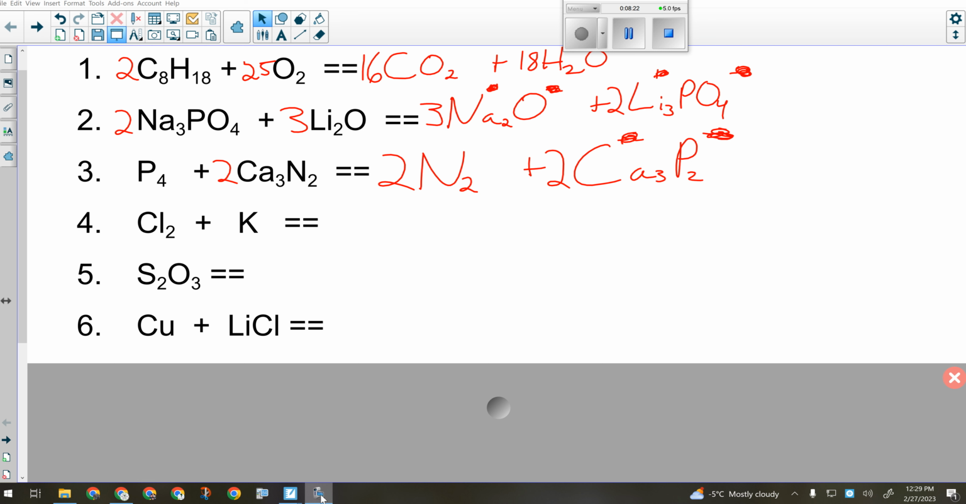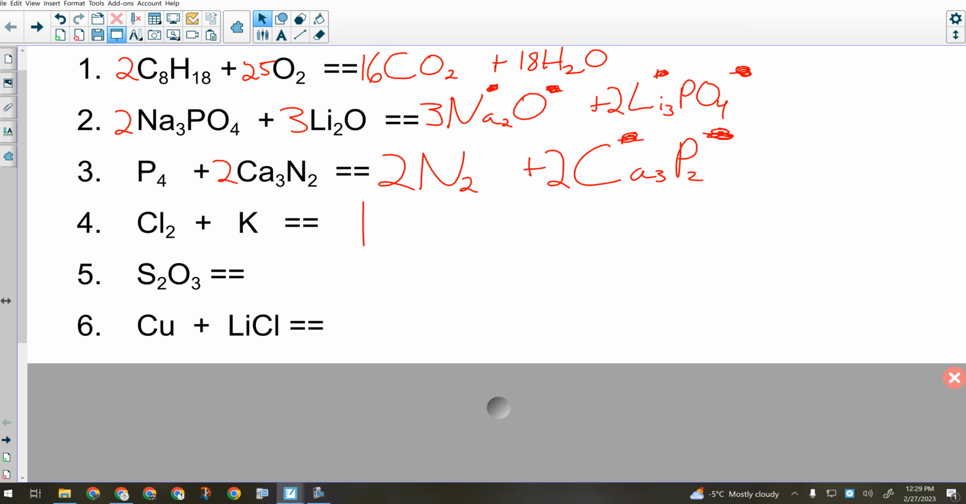Okay, so on number 4, I've got chlorine reacting with potassium. What kind of reaction is that? It's a synthesis reaction. Okay, what kind of compound am I going to make? I'm going to make an ionic compound. So what needs to come first? Chlorine or potassium? Potassium, yeah. That's the trick with this question.